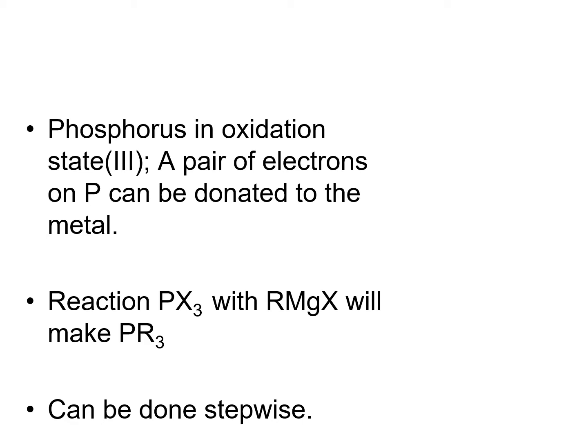Secondly, the reaction of PX3 with RMgX, a Grignard reagent, will readily give you the ligand PR3. And this reaction can in fact be done stepwise. What is the advantage in doing it in a stepwise fashion? Very simply this. You can prepare PR2X, PXR2, and PR3. All of them are accessible.